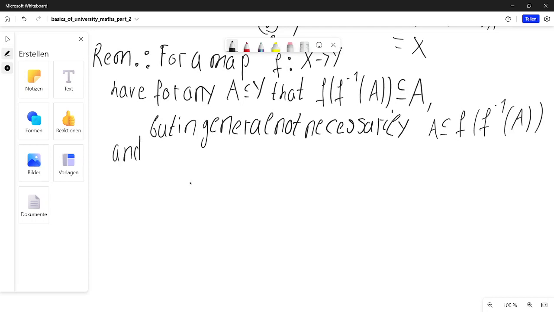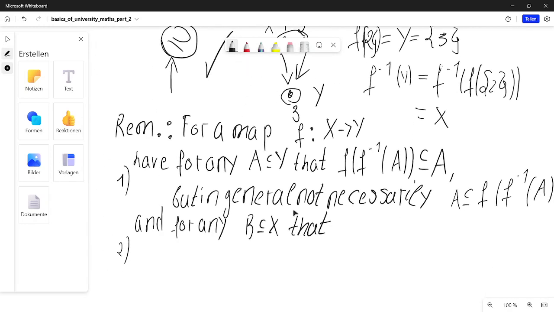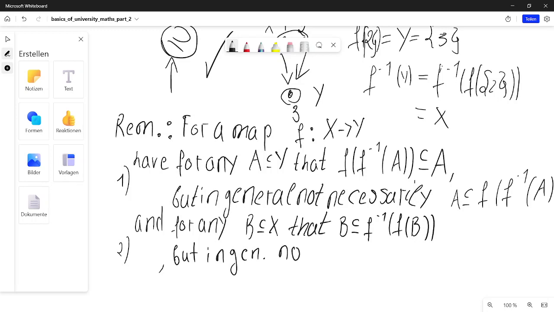And for any b subset of x, that b is a subset of f minus 1 of f of b, but in general, no. And in general, no is just a shortcut for in general, not necessarily, because in general actually already includes that it is not an absolute no. But in general, no.